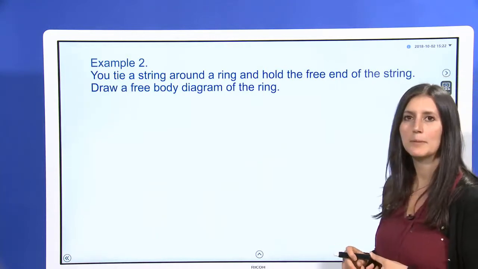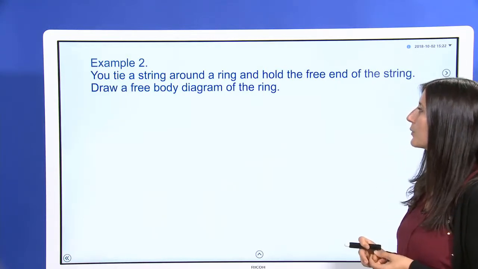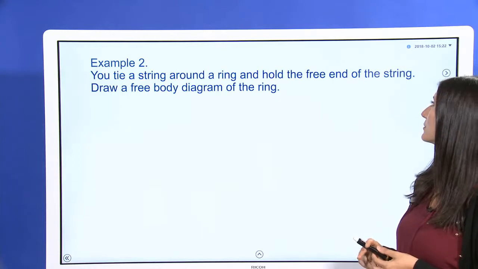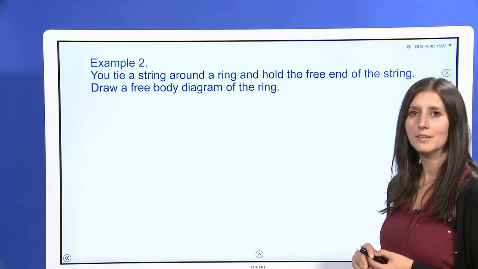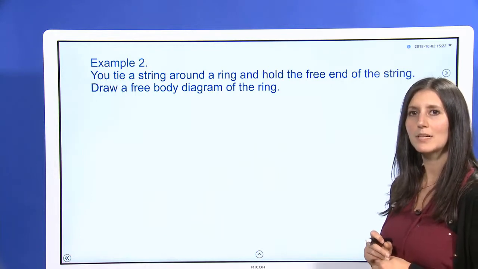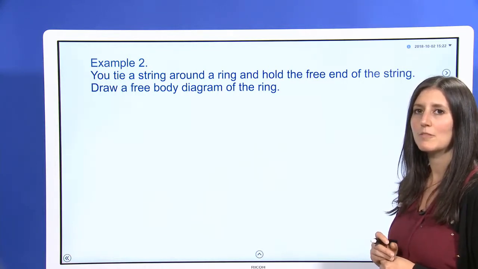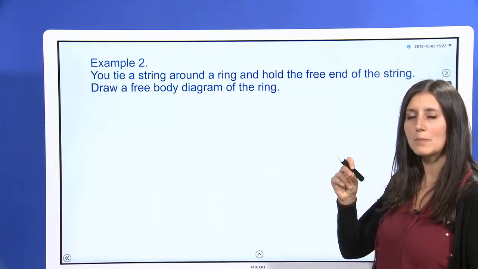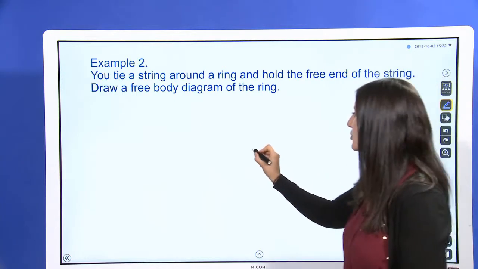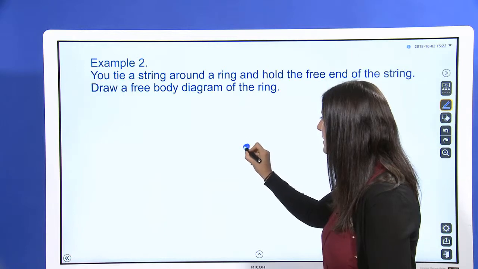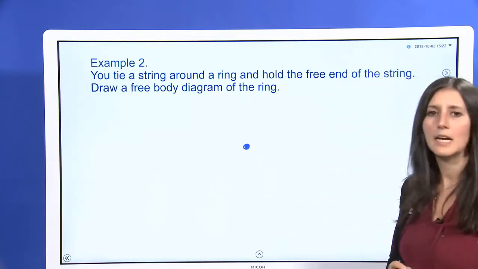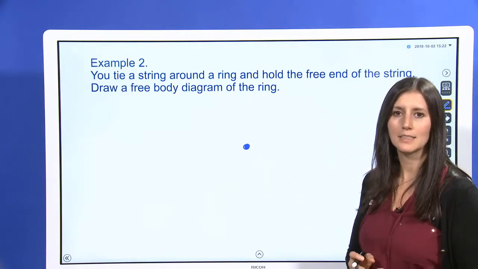Okay, second example. You tie a string around a ring and hold the free end of the string. Draw a free body diagram of the ring. Okay, so this is the example that we already spoke about before. We have a ring, it's being suspended by a string. So we're going to draw a free body diagram. First, we'll draw a dot to represent our ring. And now let's think about all the forces acting on it.